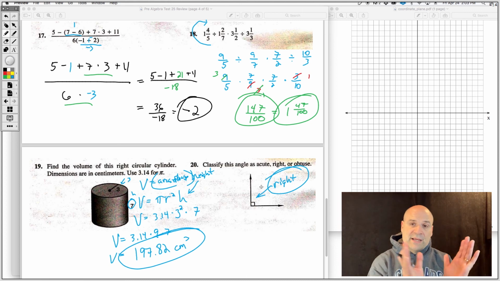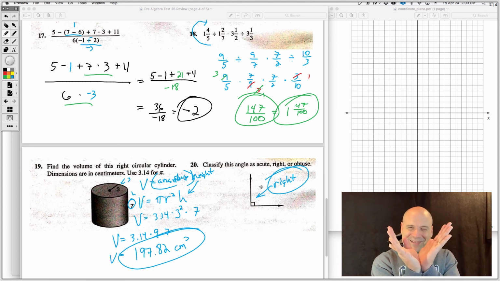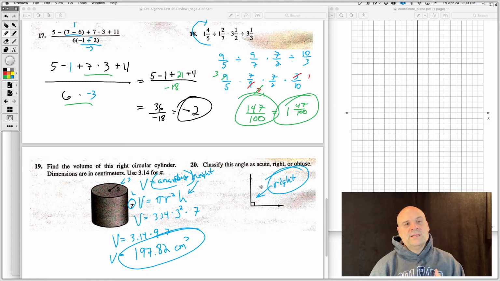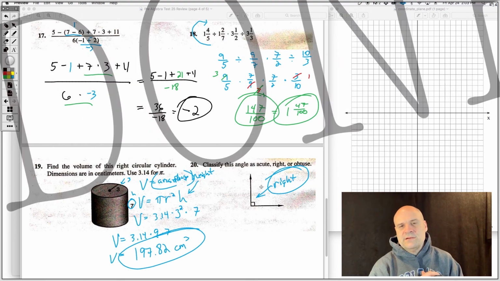Acute is less than 90 degrees, so it's acute. It's really little, and it's acute. Acute also means sharp, so that's a sharp arrow. Obtuse, kind of chubby. All right, that's what obtuse means, bigger than 90 degrees. So this is exactly 90 degrees because that little square says it's 90 degrees.